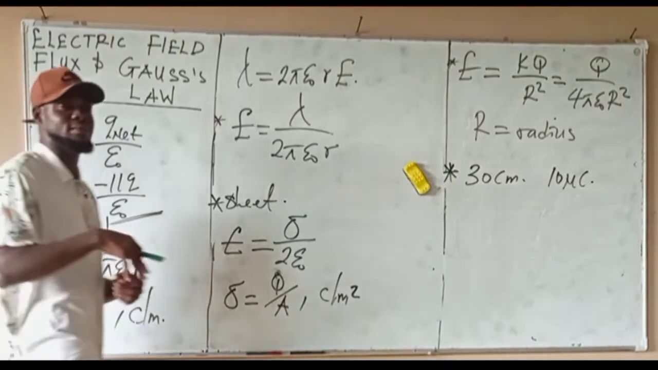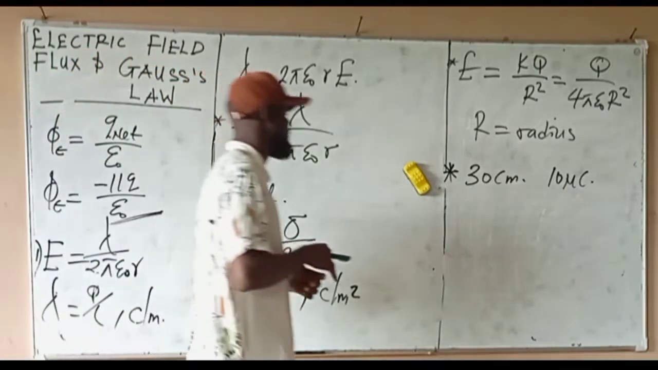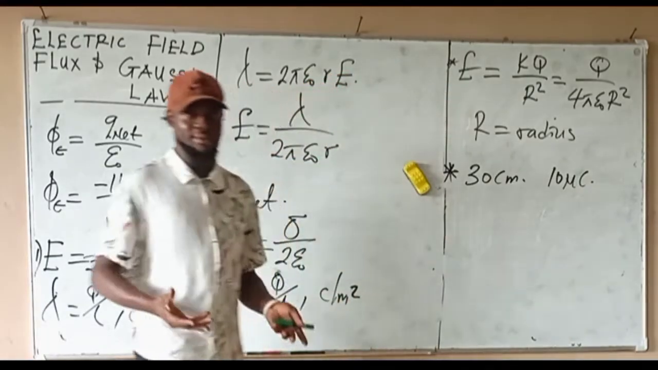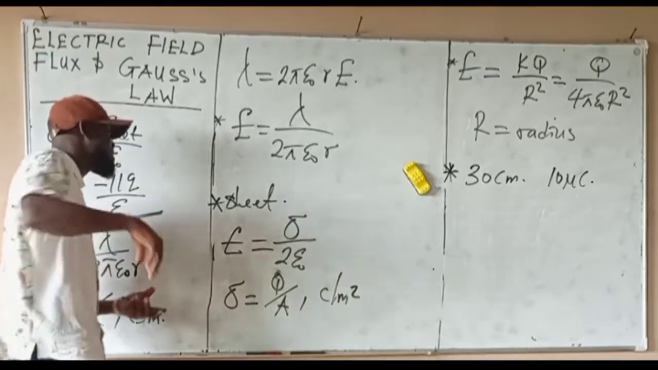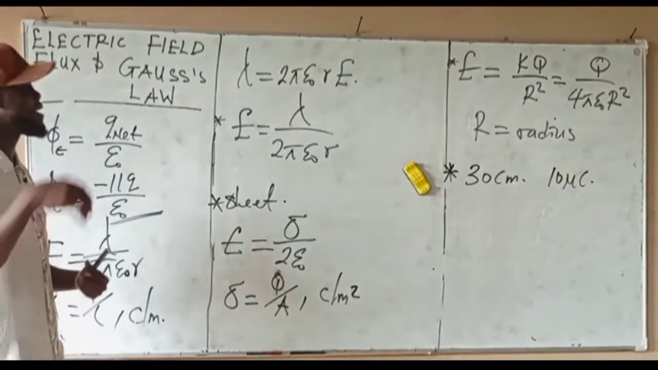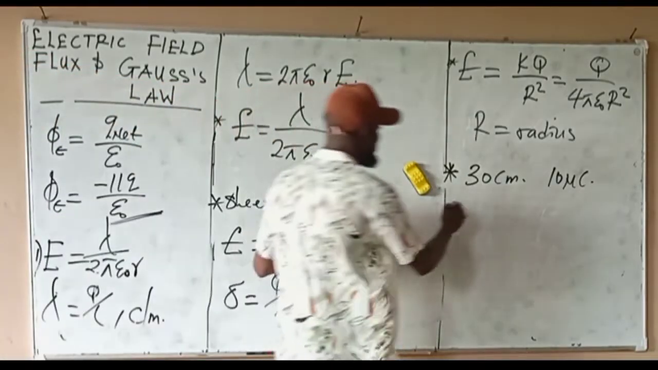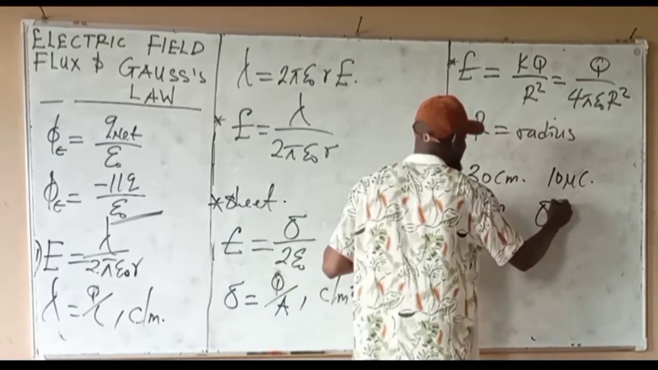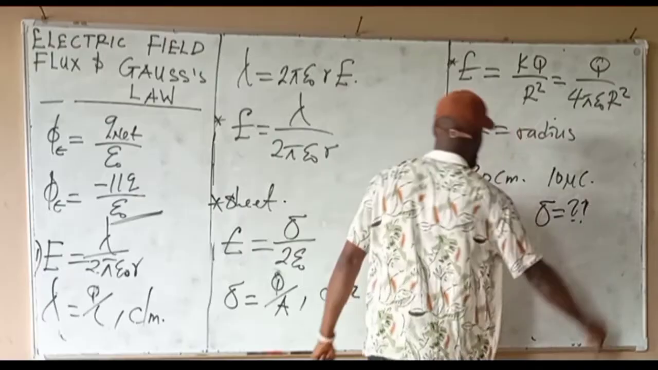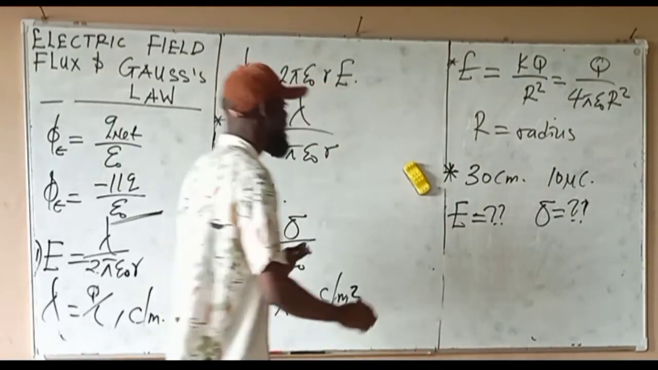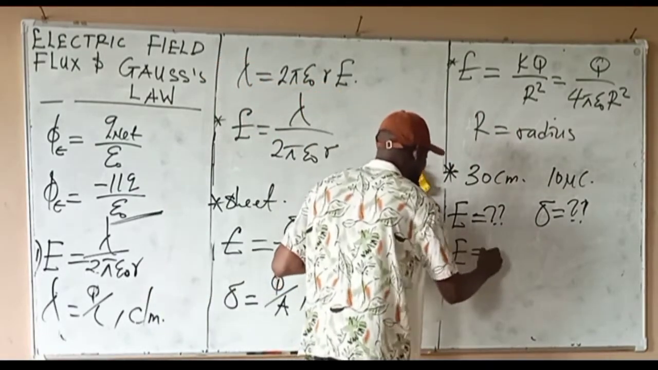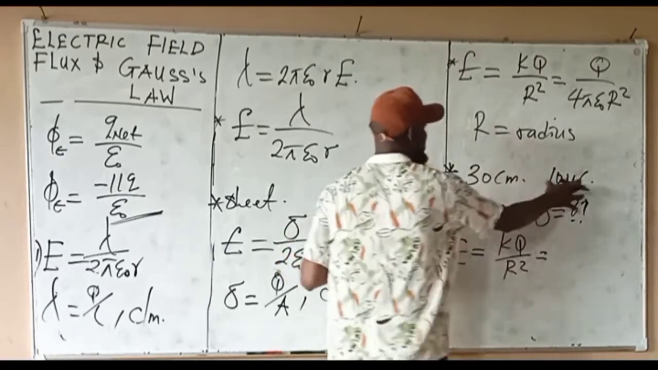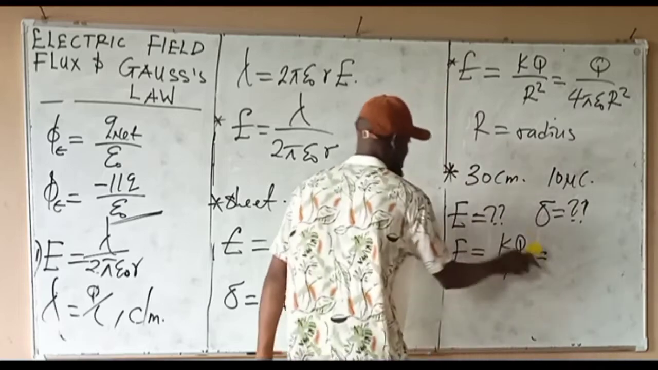Obtain the electric field at the surface of the sphere, and the area charge density of this sphere. Those are the two questions I'm asking. Now we said electric field is equal to kQ over r squared. What is our Q? And what is our k? And what is our r?